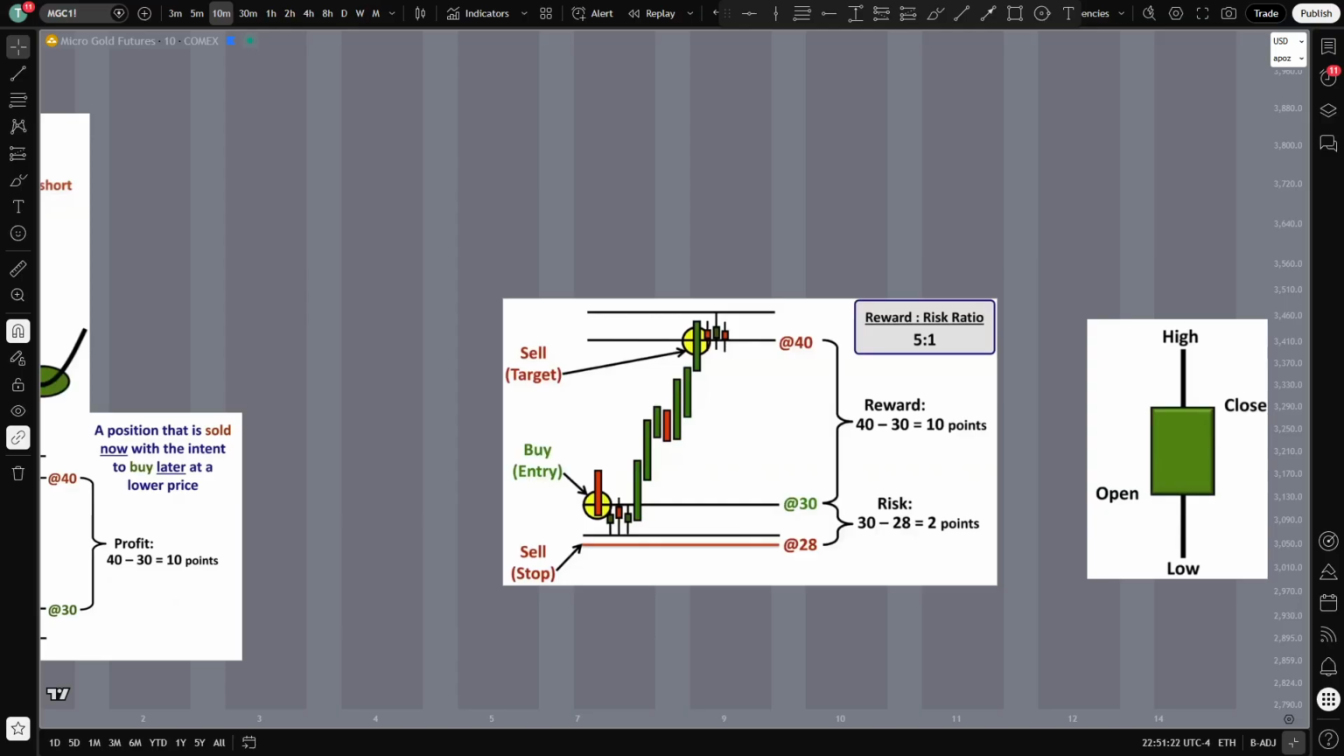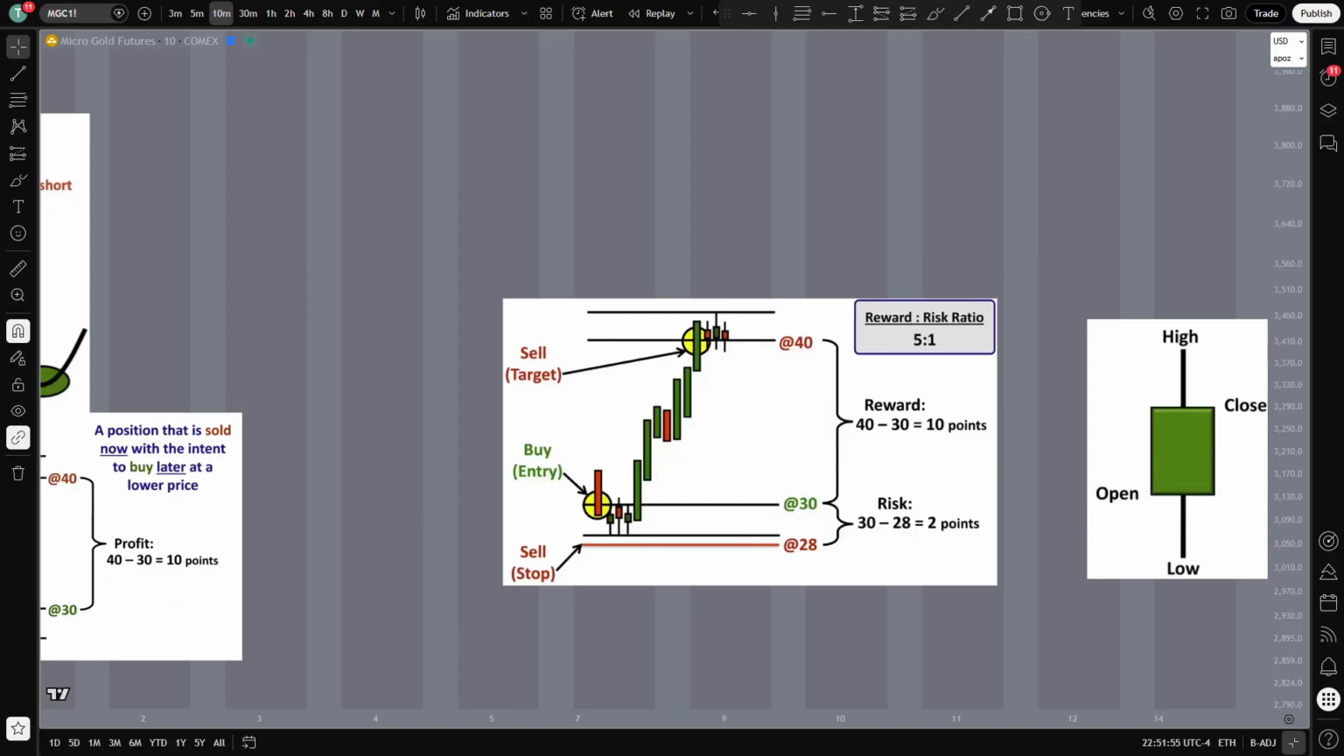Let's say your risk is 2 points, for example. You're getting in at $30 and your stop loss is at $28, so your risk is $2. That's how much you're willing to lose for the trade to be invalid. And the reward is simply how much you're going to make. So risk versus reward ratio, or reward versus risk ratio, it doesn't matter. It's just the ratio between the difference between your entry price and your target price.